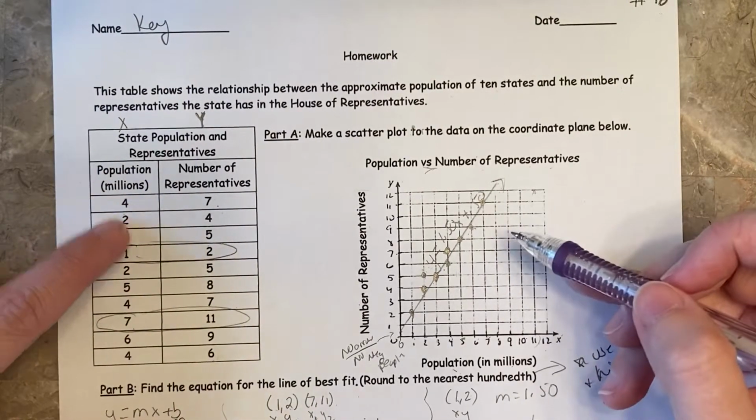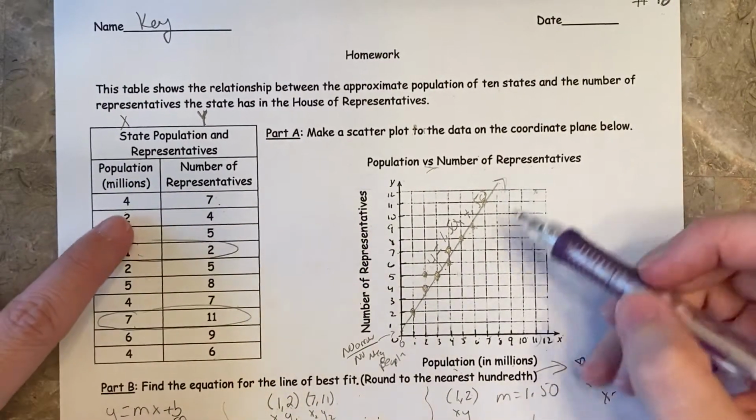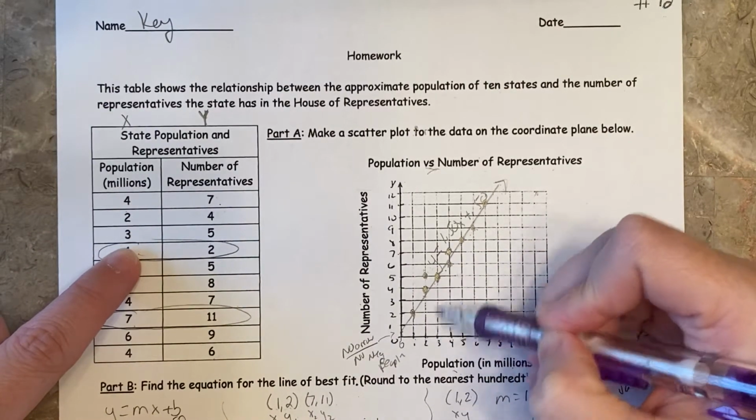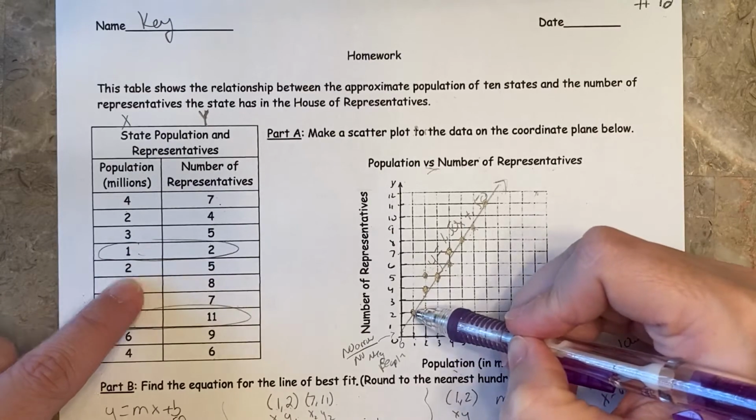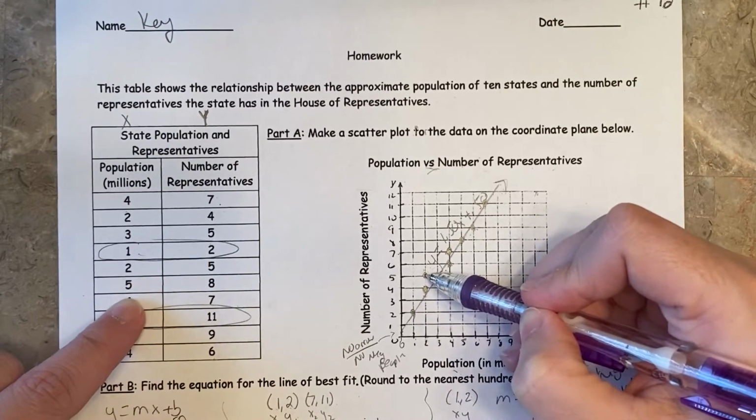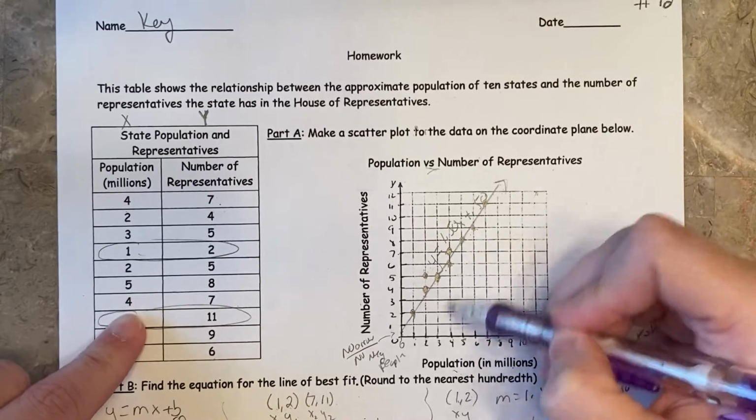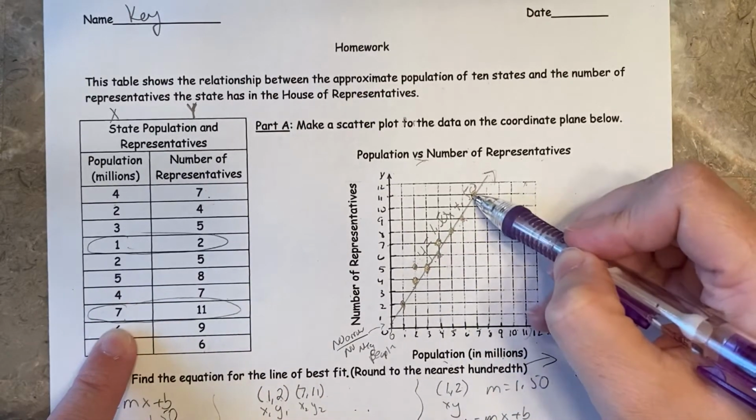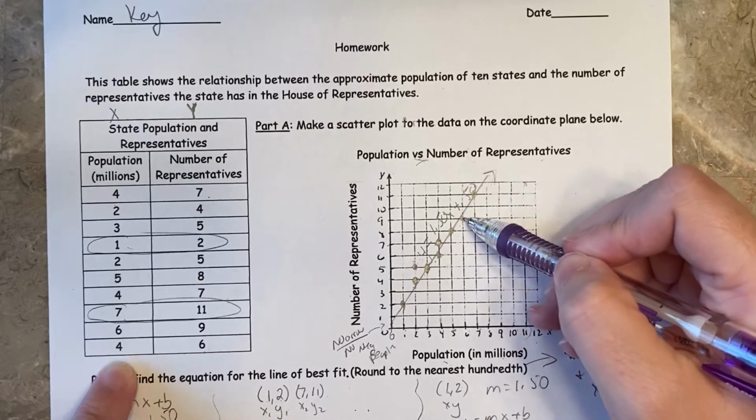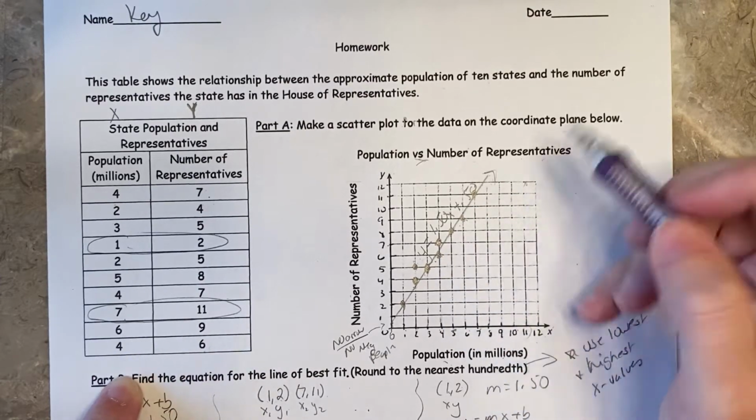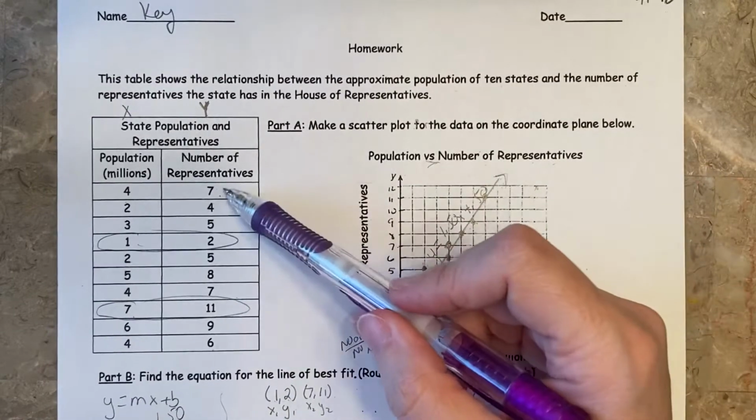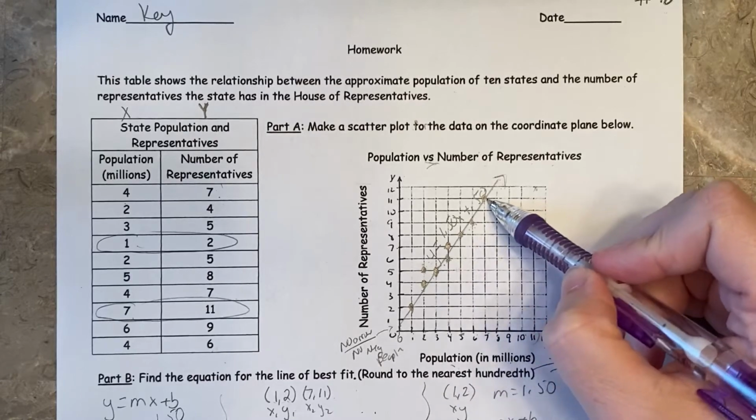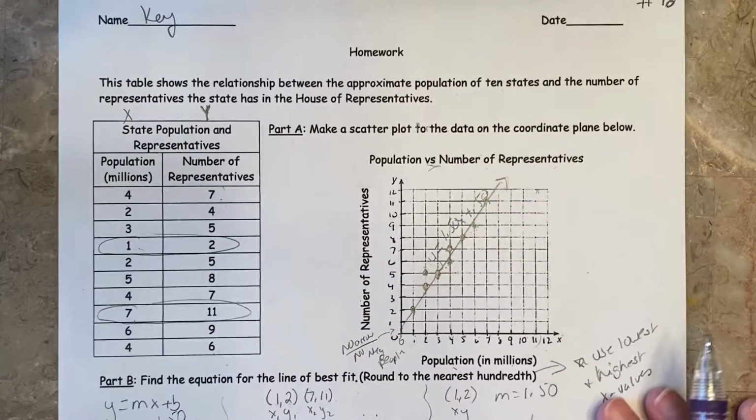So remember, each one of these is your X, is your Y. You're just simply plotting a point. So (4, 7), (2, 4), (3, 5), (1, 2), (2, 5), (5, 8), (4, 7). It's okay if you have two things that repeat. That's not a problem at all. (7, 11), (6, 9), and (4, 6). Okay, so everything is plotted. Now, even though you have 10 rows of numbers here, remember you're only going to have 9 dots because one of them was a repeat.